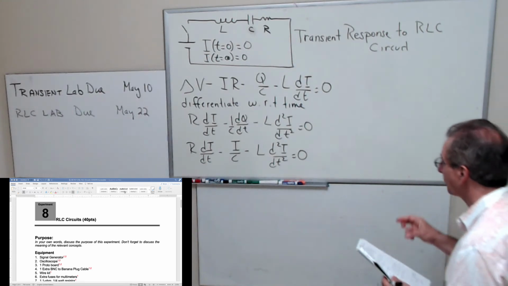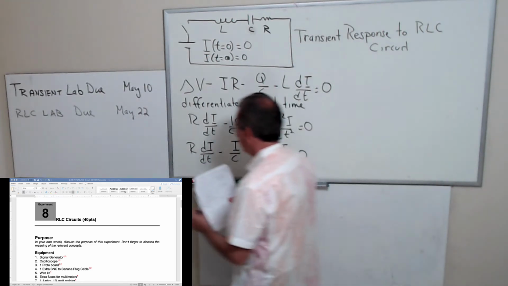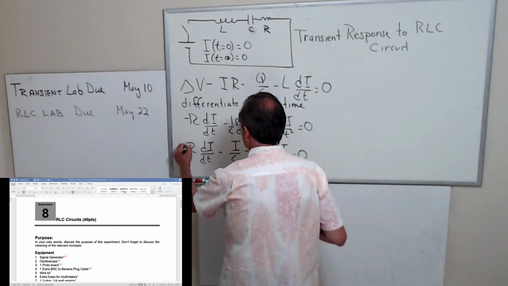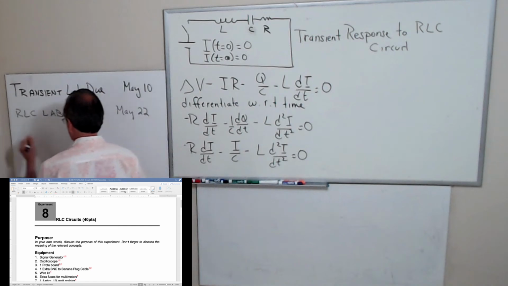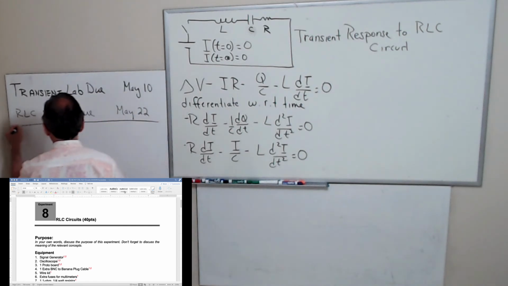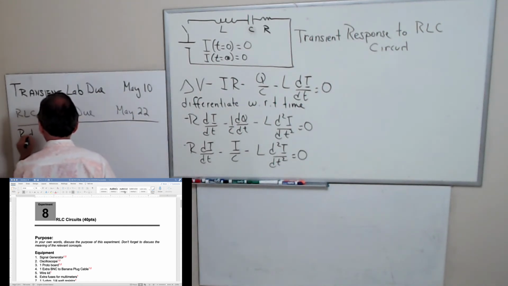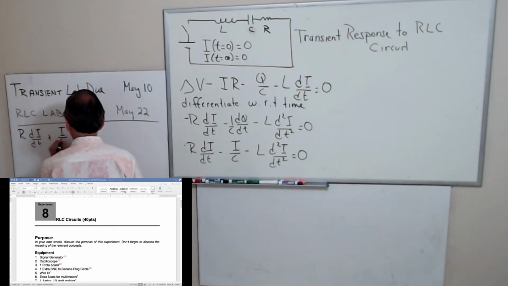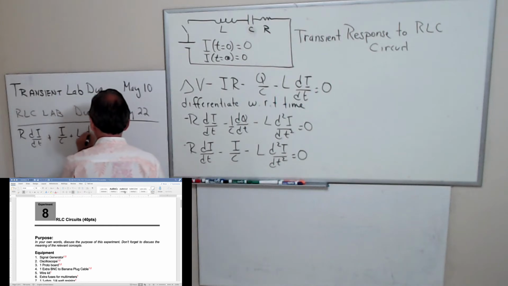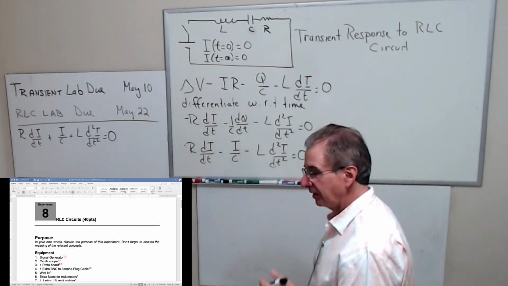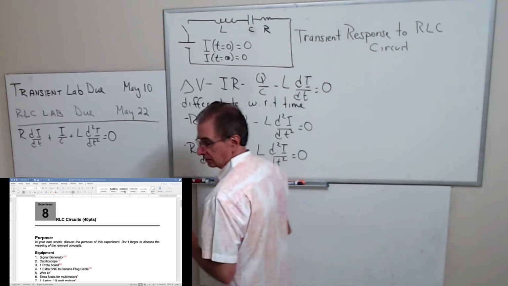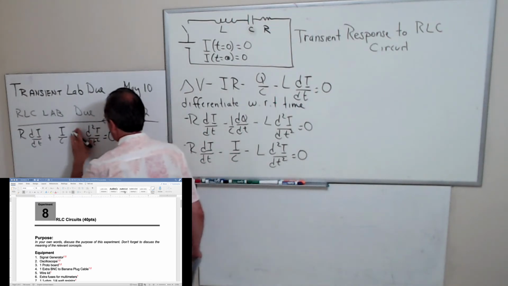Okay, let me rewrite this. Let's see, I forgot the minus signs here. I'm going to multiply through by -1. I'm going to write it down over here. Let me divide both sides by L.